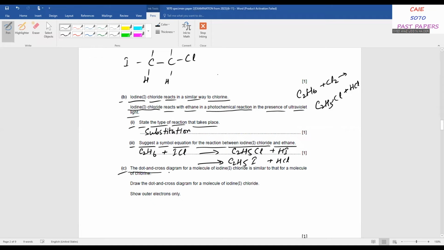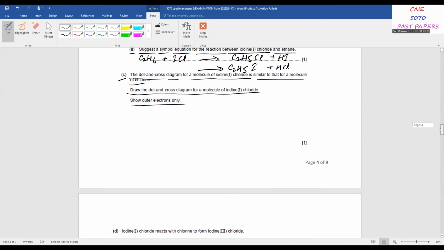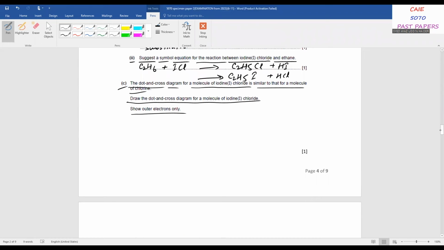9C. The dot and cross diagram for a molecule of iodine 1 chloride is similar to that for a molecule of chlorine. Draw the dot and cross diagram for a molecule of iodine 1 chloride. Show outer electrons only. Recall the diagram of chlorine molecule. It will be like this.